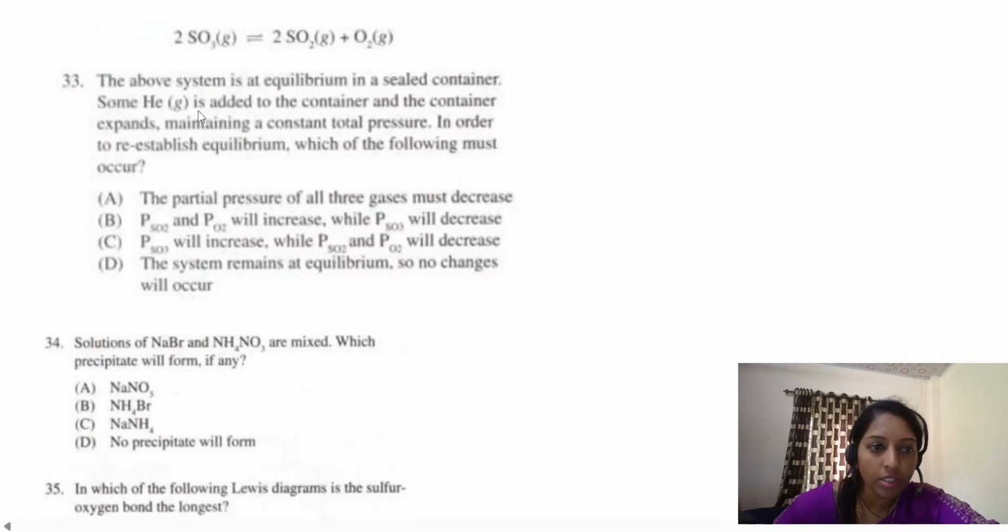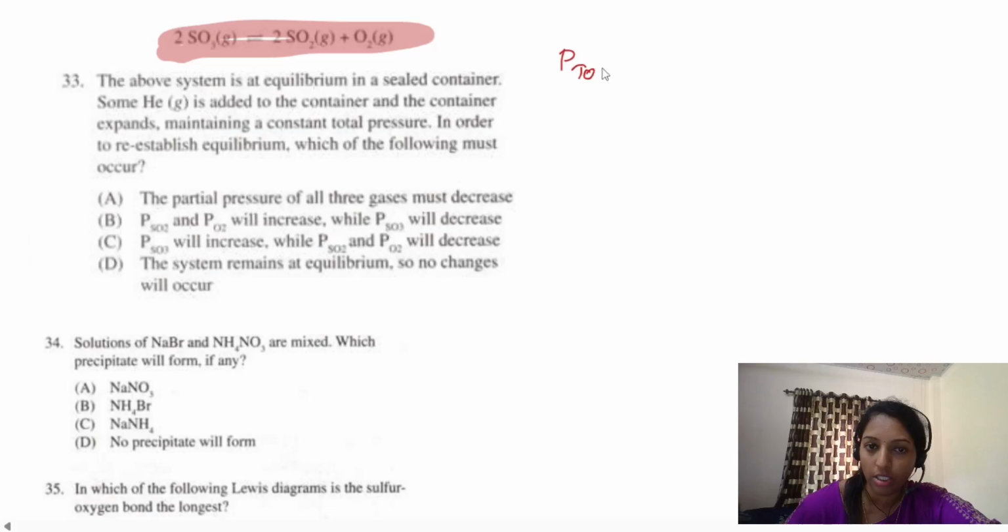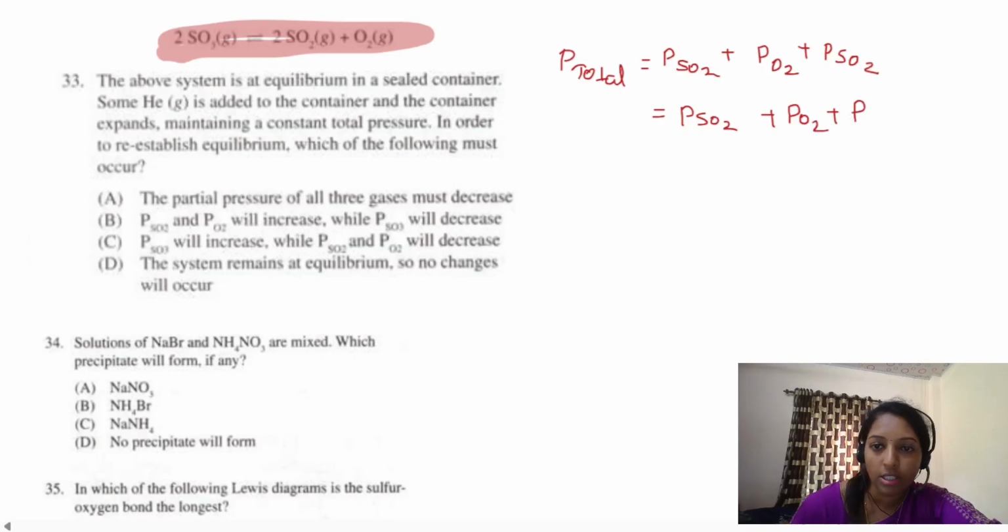Then the next question, they were given a reaction. The above system is at equilibrium in a sealed container. Some helium gas is added to the container and the container expands, maintaining a constant total pressure. So usually P total is equal to what? That will be the partial pressure of SO2, the partial pressure of O2 and the partial pressure of SO3. Now what's the problem? You added some helium gas, but the total pressure remains the same, which means now the same thing with PSO2 plus PO2 plus PSO3, right?